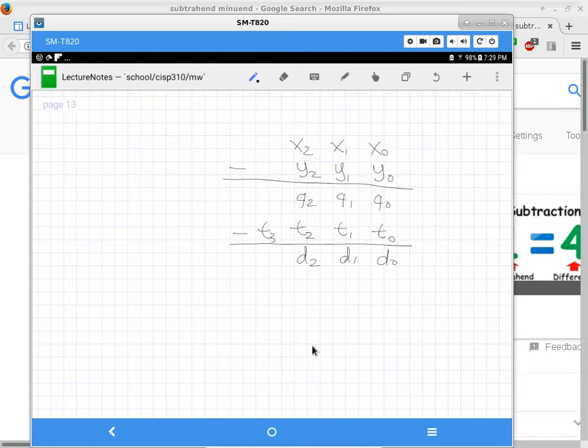Is that okay? All right. So remember how we get to the q's. If I just look at the qi, what is q subscript i, i being 0, 1, or 2?